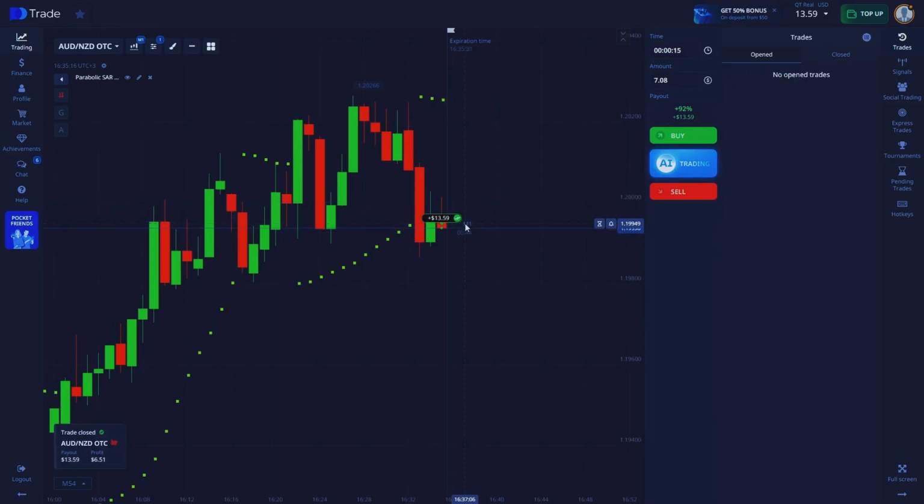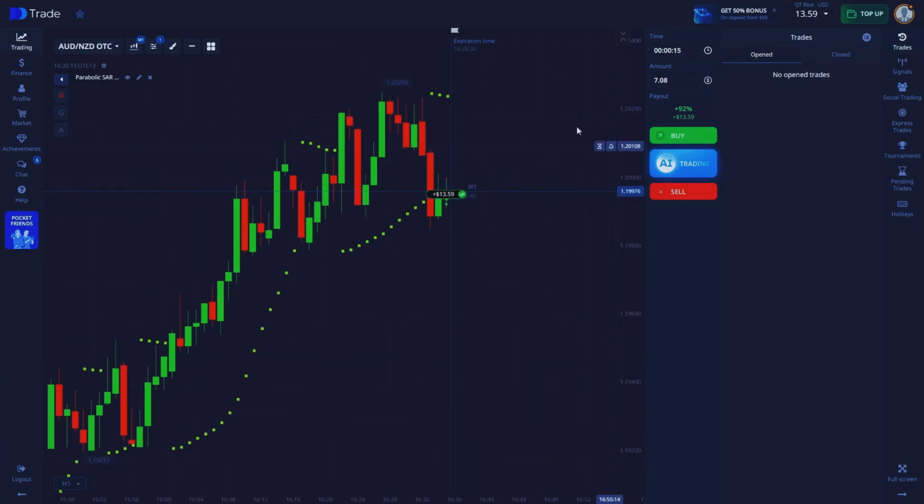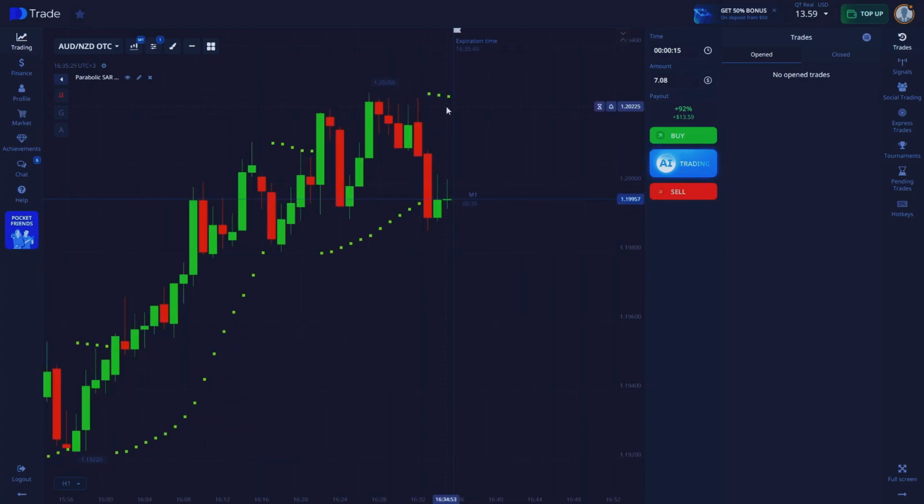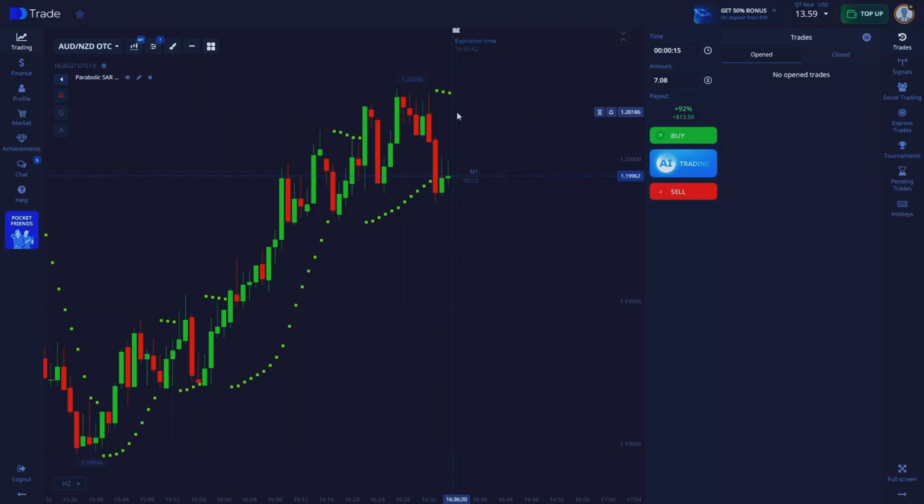It was not very confident actually, but still the trade closed in profit. Now the balance is $13.59. I believe that this chart is already done basically. I will try to find another chart where there are only two parabolic points.